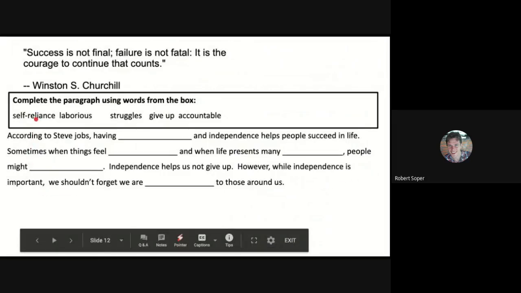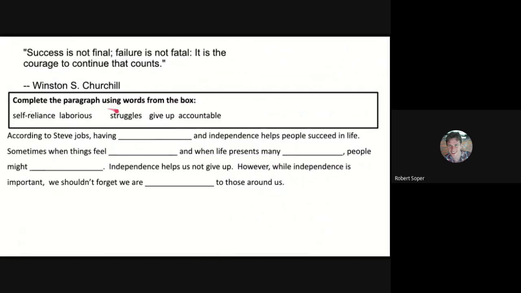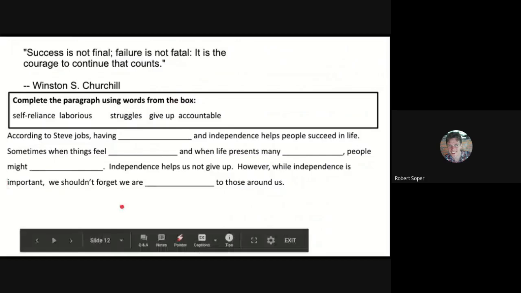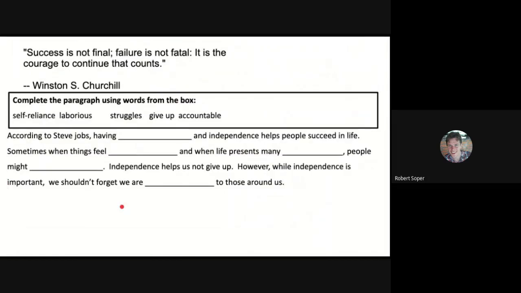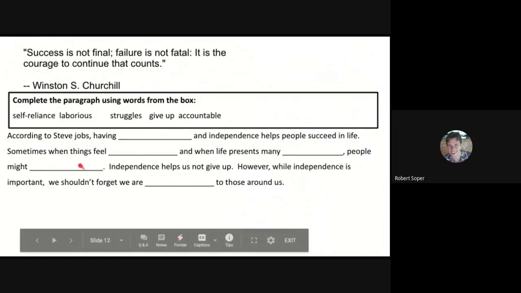Okay, so very simply complete the paragraphs using the words from this box. Pause the video and do that now. Okay, let's go through it together.